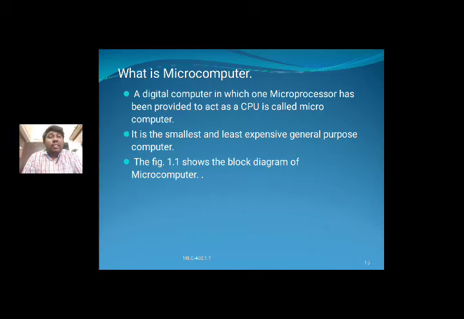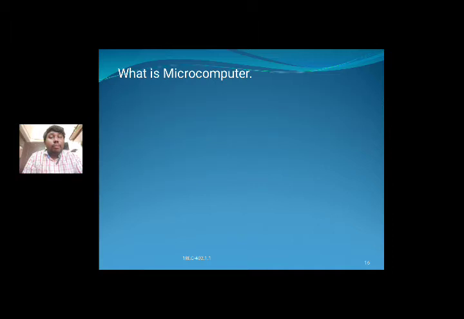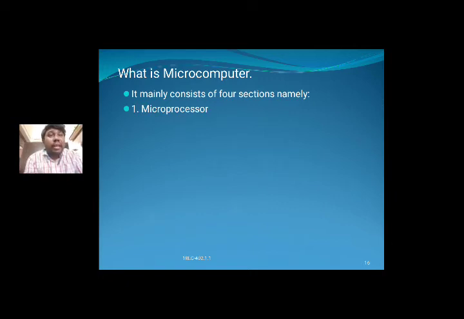It is the smallest and least expensive general purpose computer. That means it is the least expensive and the size of the computer will be smaller, because here in place of a CPU we are using the microprocessor to act as the CPU. The block diagram of the microcomputer is shown in the next figure. Here the microcomputer mainly consists of four sections, namely the microprocessor, input device, output device, and memory.